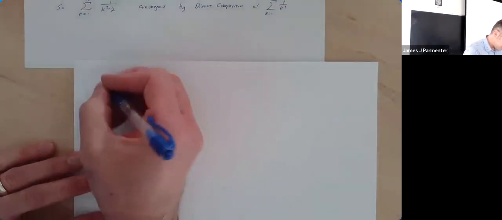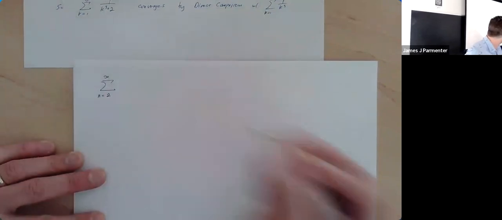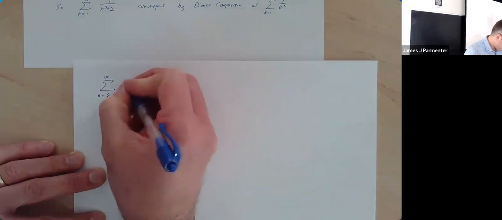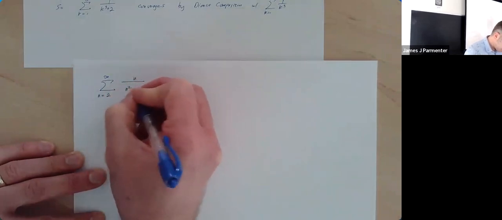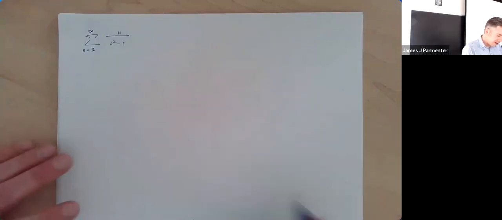Maybe, yeah, okay. In a similar way, we can say, for example, the sum from n equals 2 to infinity of n over n squared minus 1. I didn't start at 1 for obvious reasons. And I'll try to use k's, but n also works just fine.